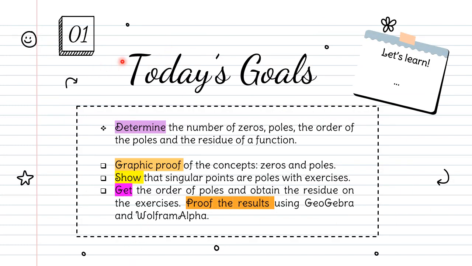Alright, so today's goals. The main one is to determine the number of zeros, poles, the order of the poles, and the residue of a function. And the specific ones are: we're going to see a graphic proof of the concept of zeros and poles using one of the software. We're also going to show that singular points are poles with exercises. We're going to get the order of poles and obtain the residue in the exercises too. And then after that, we're going to prove the results using GeoGebra and Wolfram Alpha.